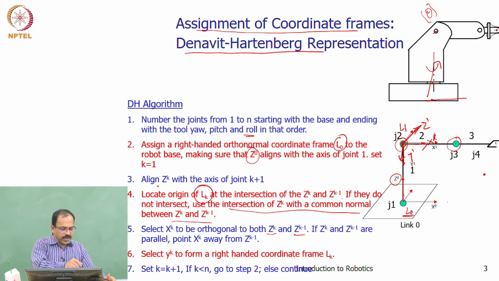First step is align zk with the axis of joint k plus 1, right? So what is the joint axis here? Assume that this is the same kind of joint. So I will be having Z2 here, right?